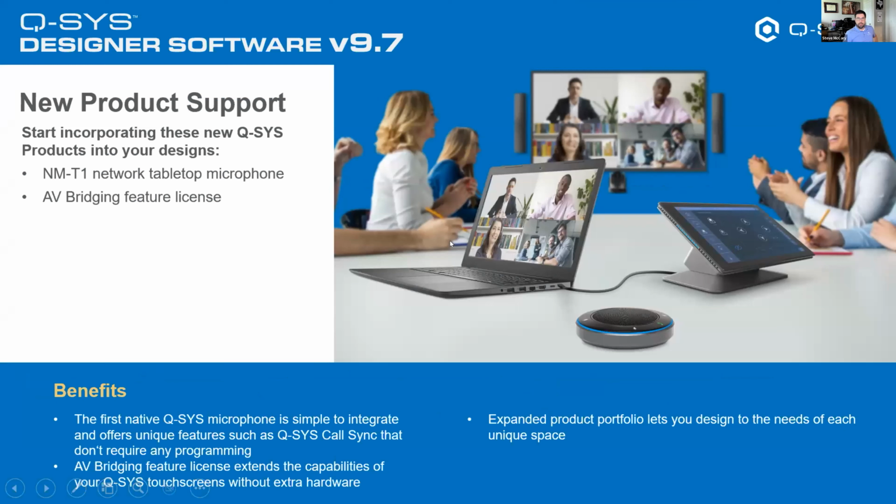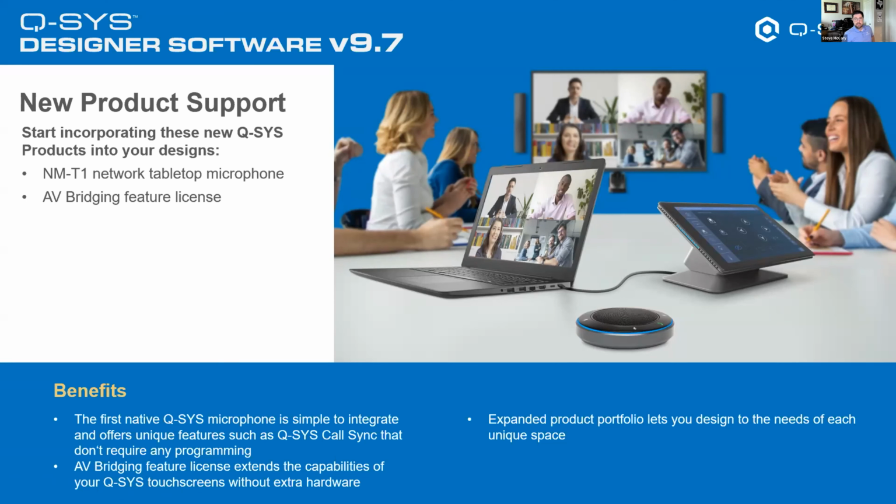So the two big product additions from 9.7 are going to be the NMT1 network tabletop microphone and the AV bridging feature license. The great thing about the microphone is it is a native Q-SYS device, meaning that there's not a lot of heavy lifting when it comes to integrating it. Also, with the built-in LED ring around the side, it natively fits in with call sync. All of this is done out of pins and logic that I will show you here in a few minutes.